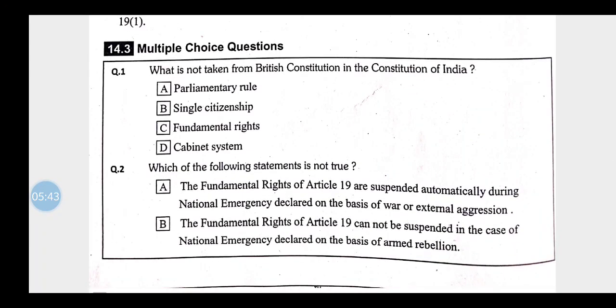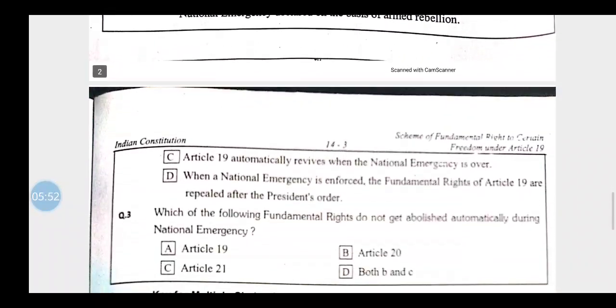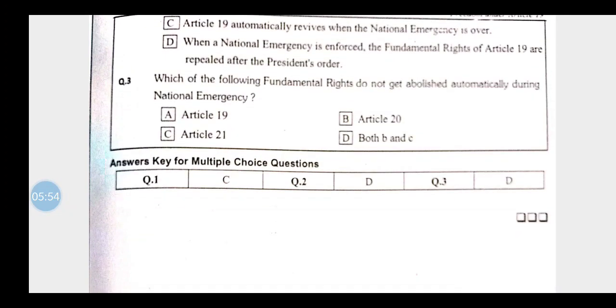Here you can see some multiple choice questions, so you have to go through them, right? So this is all about your unit number 14, a scheme of fundamental rights to certain freedom under Article 19, right? It's a very short unit, right?